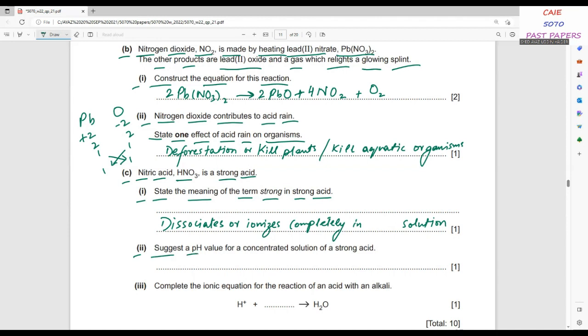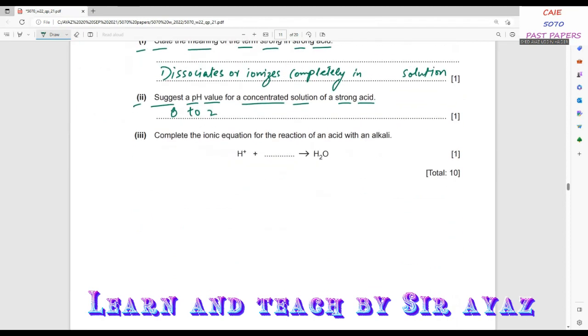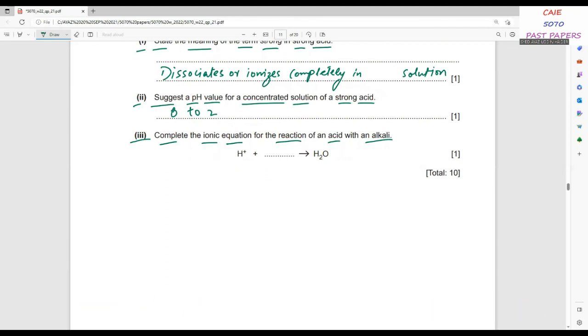Number 2, suggest a pH value for a concentrated solution of a strong acid. The pH value should be from 0 to 2 for any strong acid. Complete the ionic equation for the reaction of an acid with an alkali. The equation is H+ plus OH-, and water will be the product. So you write OH- here.